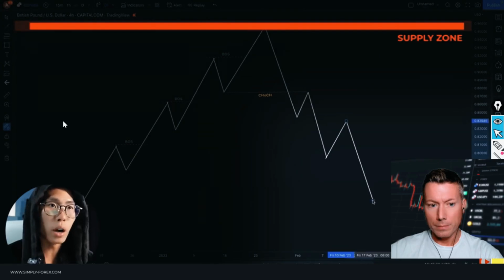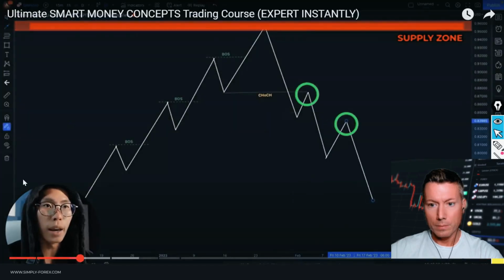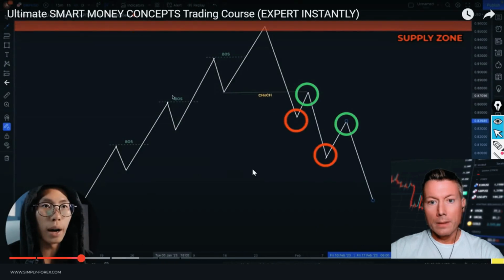And then as it starts to go down, it will create your lower highs and lower lows. Right, so guys, this is just simple price action, right? If you don't understand this, stop trading immediately. This is just price action trading 101. So we're in an uptrend: higher highs, higher lows, higher highs, higher lows. We're in an uptrend, right?